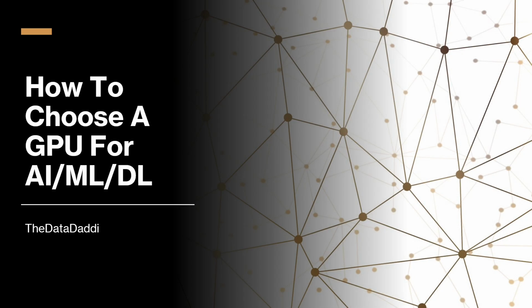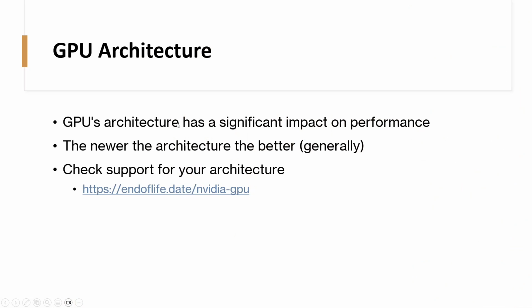And so, how do we choose a GPU for AI, ML, DL, whatever your flavor is or your particular specification? You may want different things, but one of the most important things I think is the GPU architecture. This has a significant impact on performance. Typically, the newer architecture, the better. So for example, Ada Lovelace, I believe, is probably the newest or one of the newest. There's Ampere.